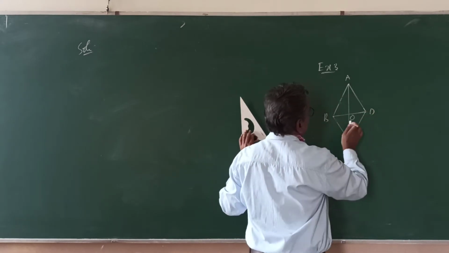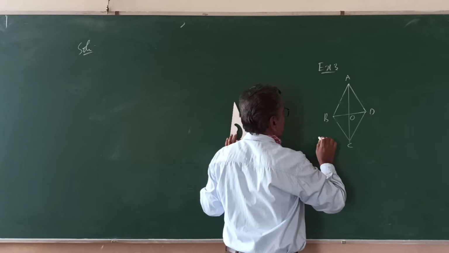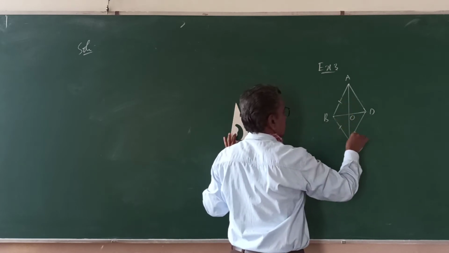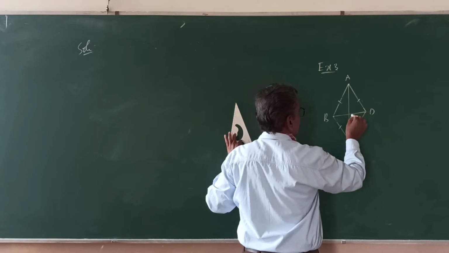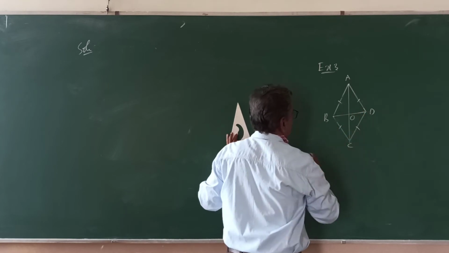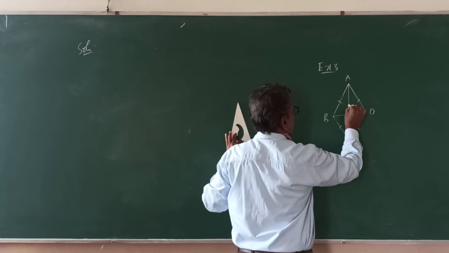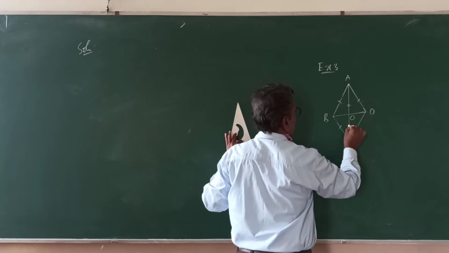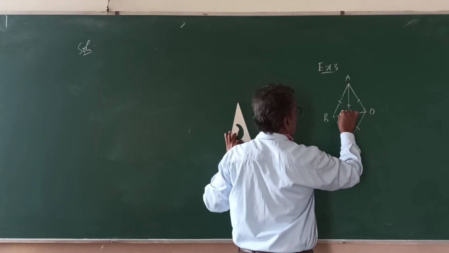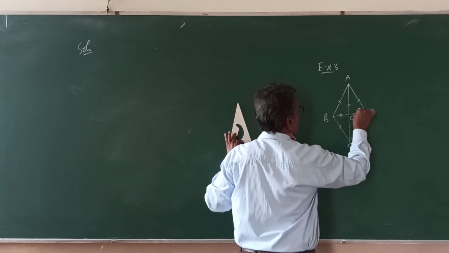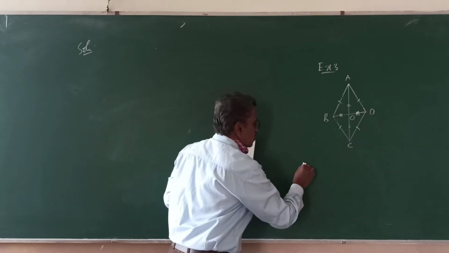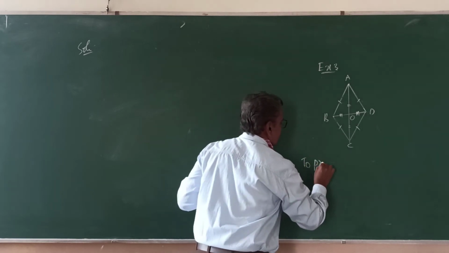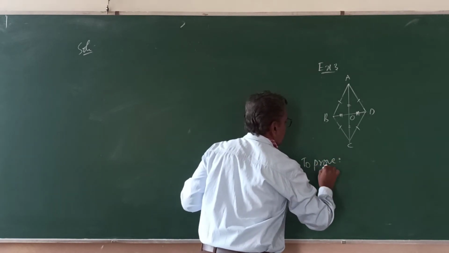So they are intersecting at O. The property is AB is equal to BC is equal to CD is equal to DA, and bisect each other means AO equal to CO, BO equal to DO. These are the properties. So what to prove?